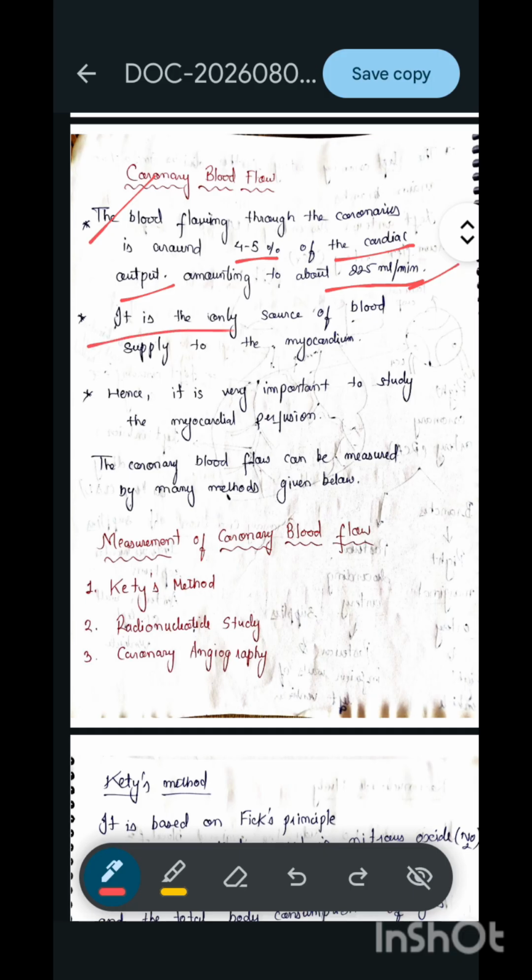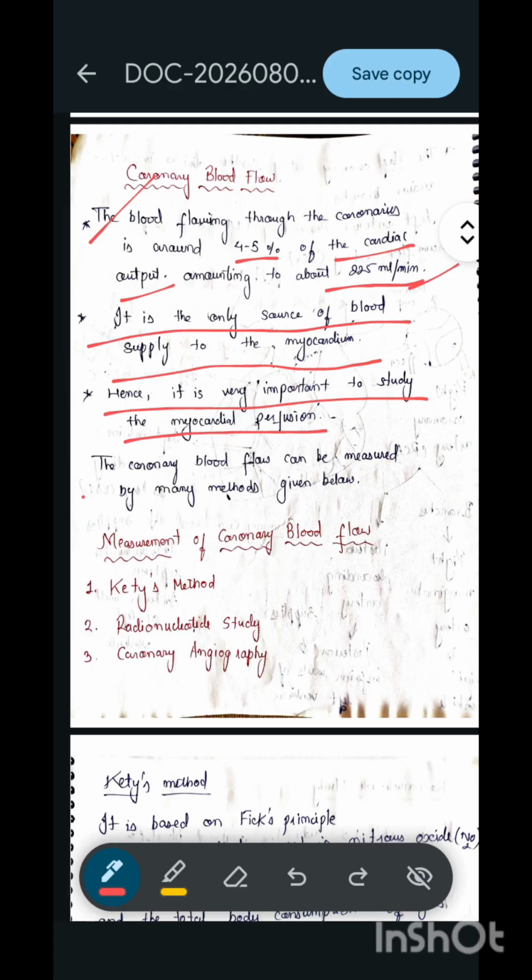And it is the only source of blood supply to the myocardium, right? The coronary arteries are the only source of blood supply, and the blood flowing through them is around 4 to 5%. So it is very important to study the myocardial perfusion. As you know, the heart is a vital organ, right? So the myocardium is exclusively supplied by the coronary blood flow.